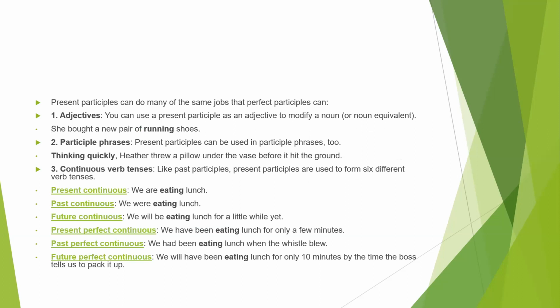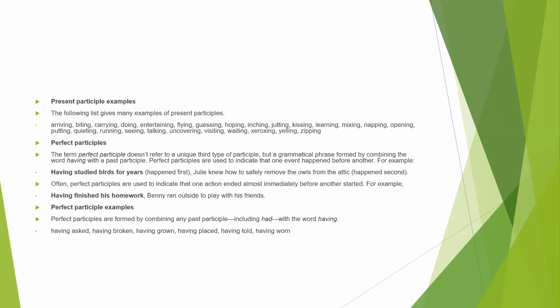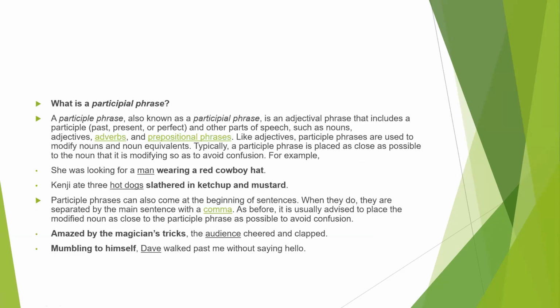Okay. So present continuous: we are eating. Past continuous: we were eating. Present perfect continuous: we have been eating. Past perfect continuous: we had been eating. Future perfect continuous: we will have been eating. Present participle examples are given. Perfect participle examples are also given.